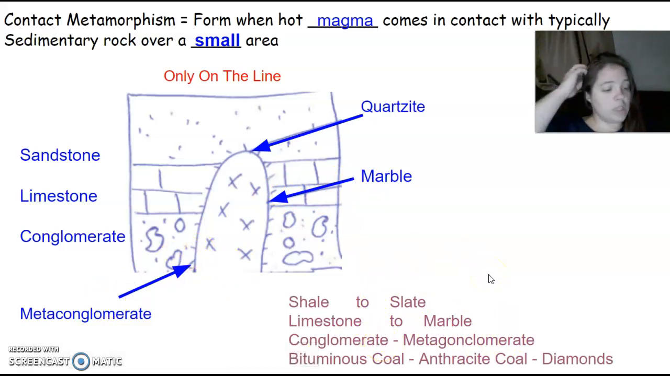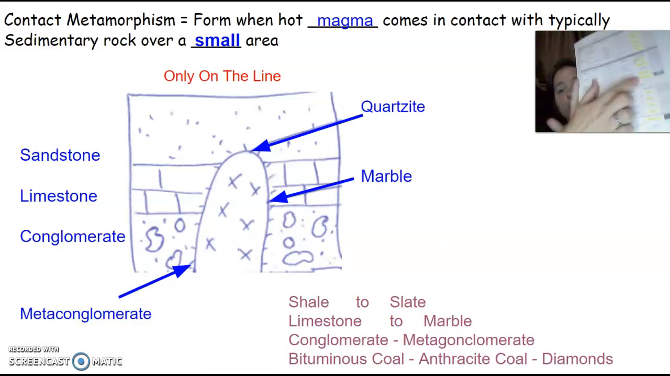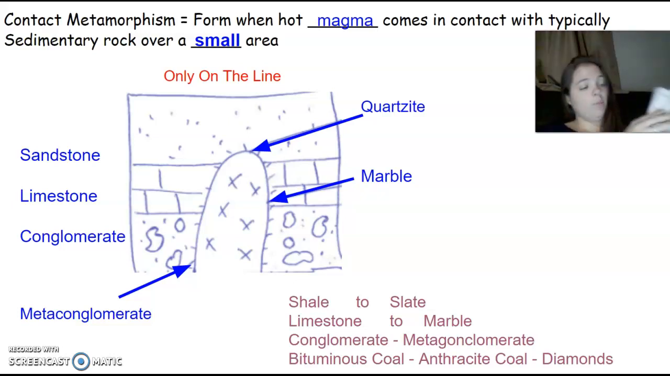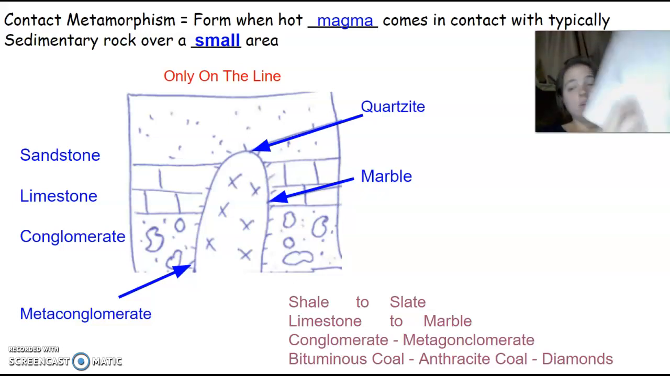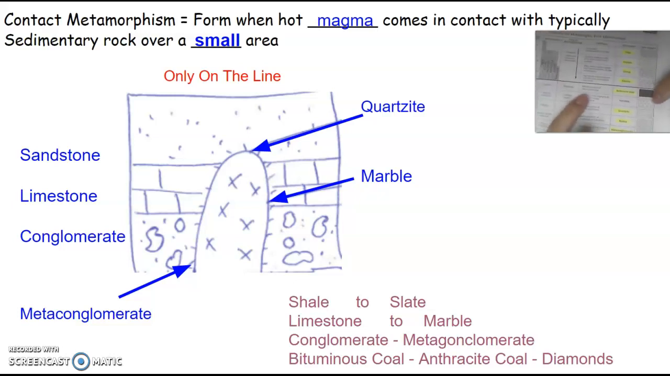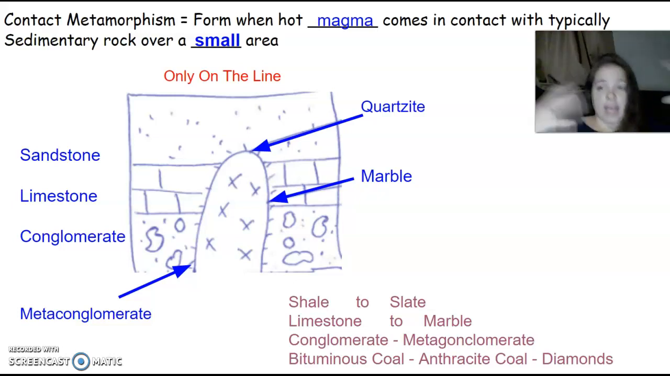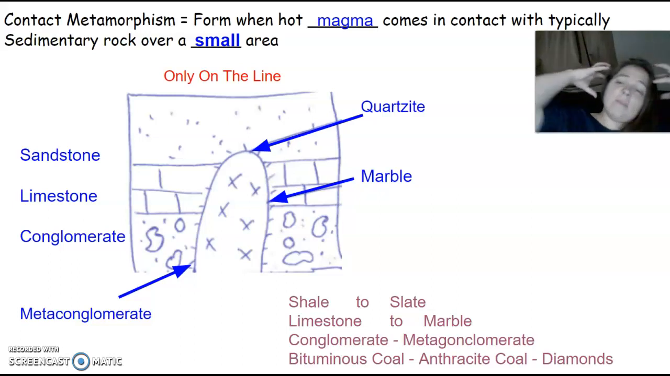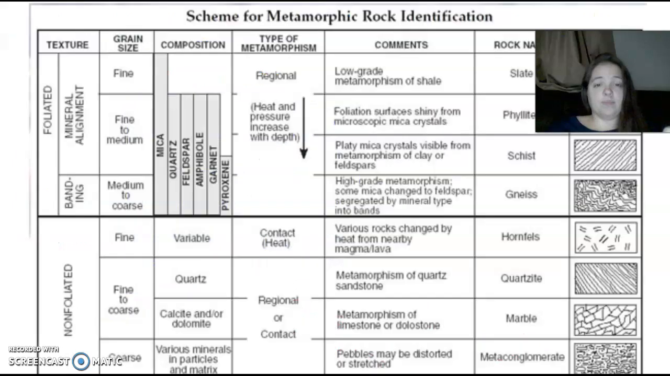Now, one thing I want you to see is the coal. You've got bituminous coal up here. Well, bituminous coal metamorphizes into anthracite coal. That's with that heat and pressure. Now, if you get even more heat and pressure, that's going to make diamonds.